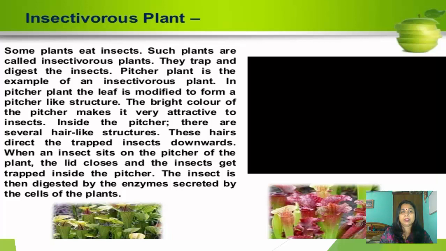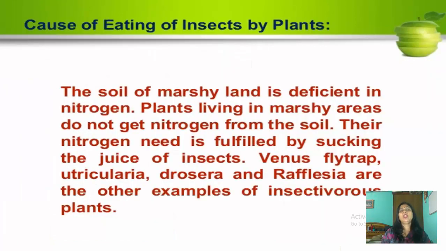cells of the plants. Now, why are insects eaten up by the plants, or why does the plant eat insects? These insectivorous plants actually have chlorophyll. They photosynthesize. Photosynthesis takes place in these insectivorous plants.